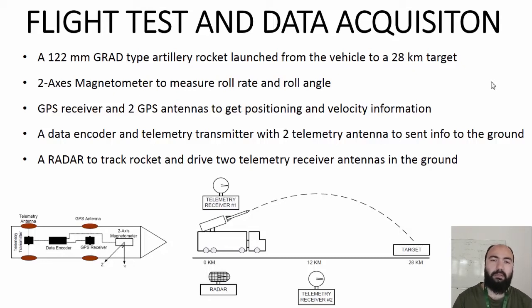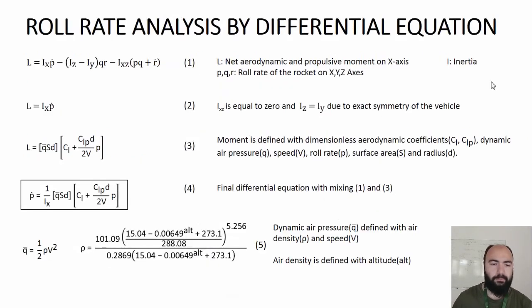So how do we get the information from the rocket? We have 2 telemetry receiver systems on the ground, and we have a radar to track the rocket, and the radar drives the telemetry receivers. And when we get the flight information, the data, we analyze the roll rate by differential equation.